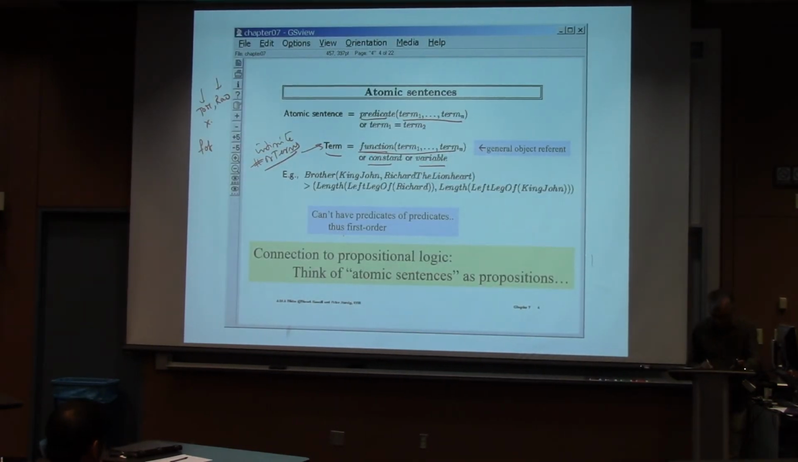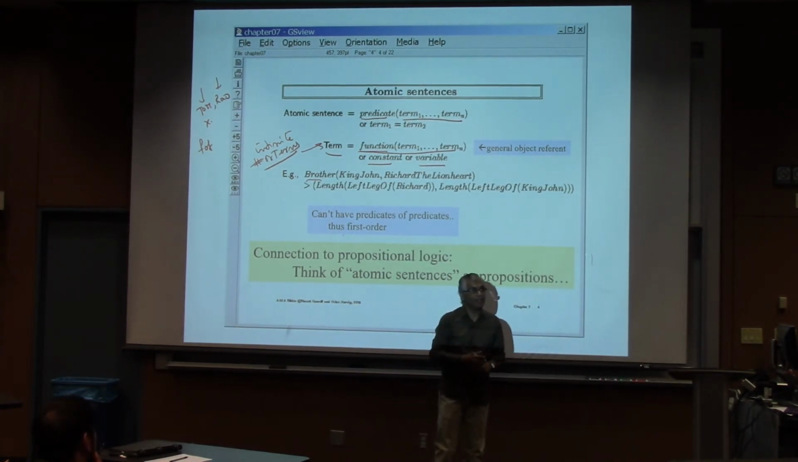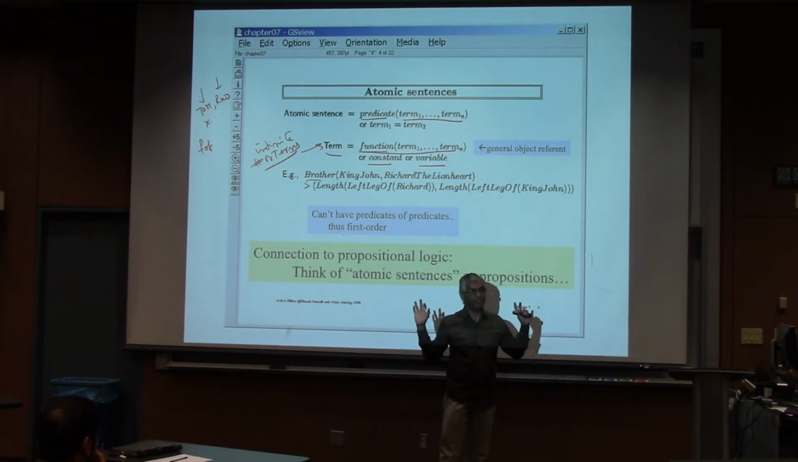Okay, so if I have this, do people get this notion of what an atomic sentence is? Here are some examples. Brother, King John, Richard the Lionheart. King John presumably is a constant, Richard the Lionheart is a constant, and brother is a relation. Now, you might be wondering what makes something a constant, something a predicate name, something a function name?